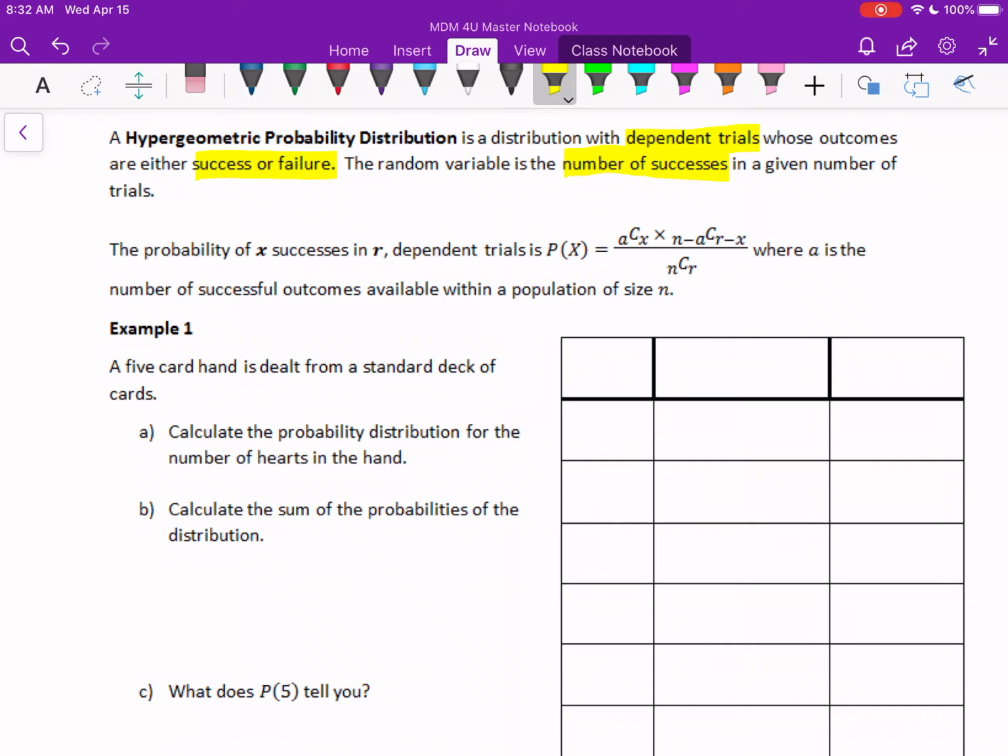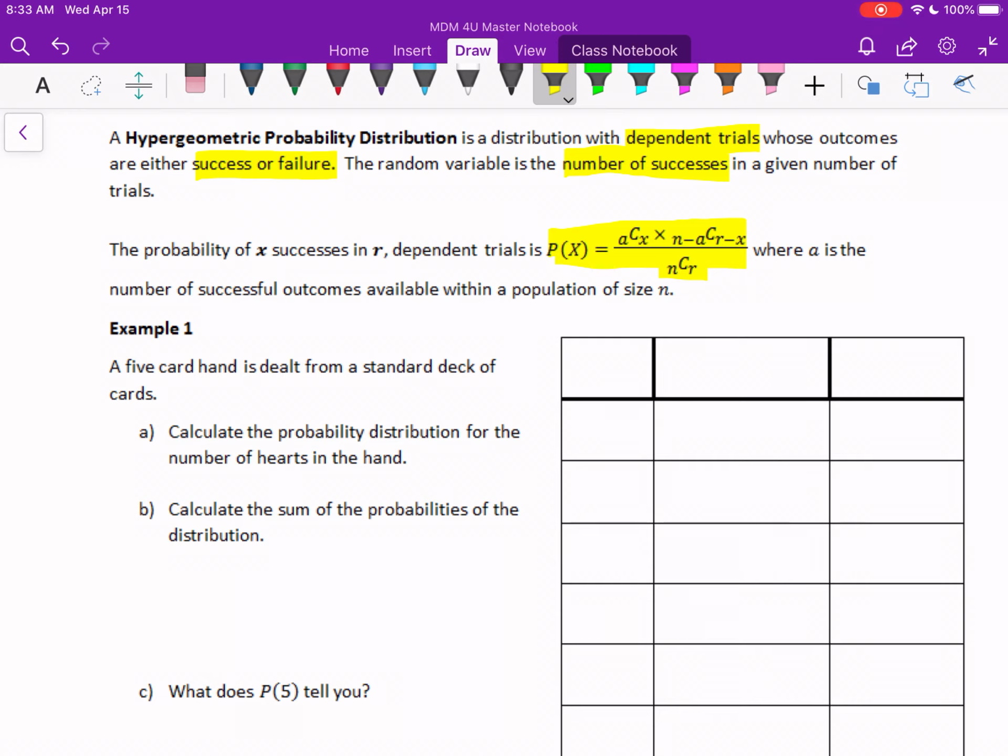So there's actually 4 different variables we need to keep track of in this distribution. You can see the formula here. It looks kind of scary to start with, but it's actually pretty easy to use as long as you know what the 4 variables are.